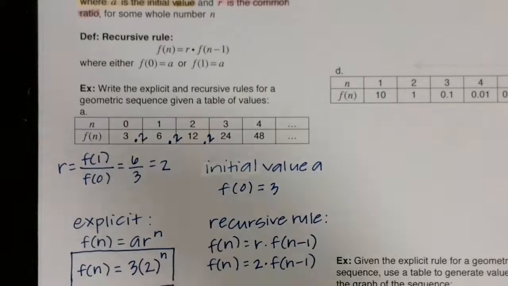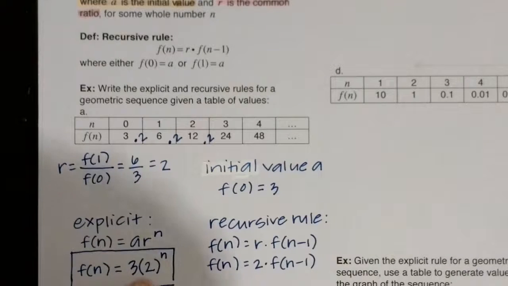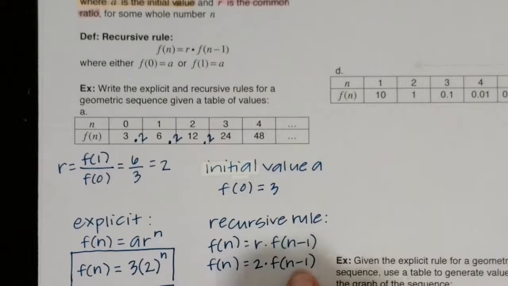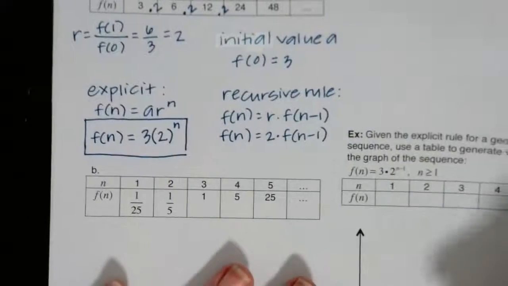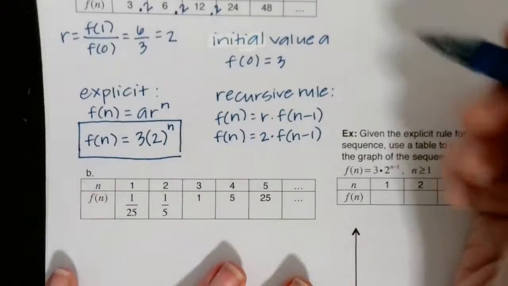In math, recursive means kind of like cycle back. In order to find the next term, you have to know the previous term. In an explicit rule, I don't need to know the previous term. If I want to know the 100th term, I just plug in 100 and do the math. Over here, if I want to know the 100th term, I plug in 100, but 100 minus 1 is 99, and I need to know f of 99. So I need to know the value of the 99th term, and I don't. So it's just another way to write the rule.